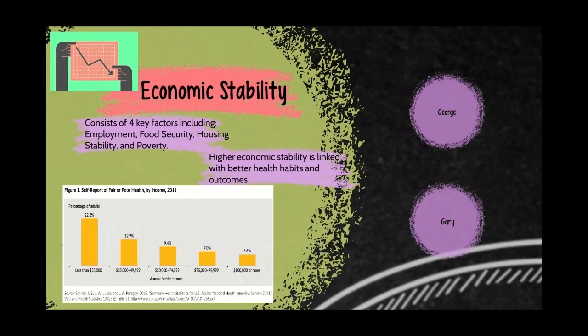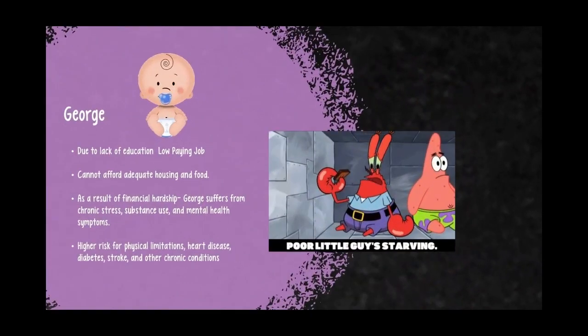Economic stability consists of 4 key factors, including employment, food security, housing stability, and poverty. Higher economic stability is linked with better health habits and outcomes as it determines what housing, neighborhood, food, and education an individual has access to. The graph here demonstrates that lower income groups perceive their health poorly compared to higher income groups. Education is a social determinant that influences income and economic stability.